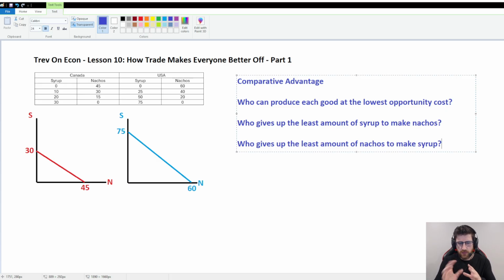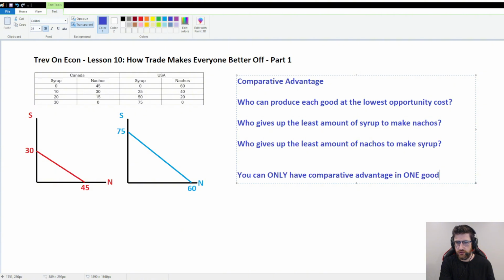So before we get to the math, which again will probably be the next video, we have to come up with some key points about this. The biggest thing, and the thing that's going to actually save us some time, especially if you're doing something like this on a test, is that you can only have comparative advantage in one good. The other country has to have the other good.